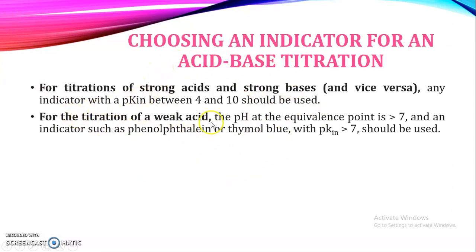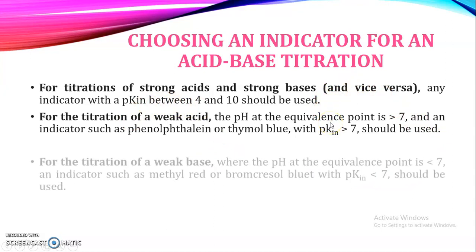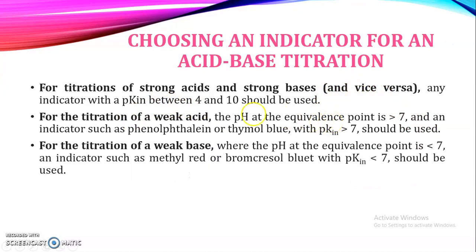For titration of a weak acid, the pH at the equivalence point is usually greater than 7, and indicators such as phenolphthalein or thymol blue with pKin greater than 7 should be used. For titration of a weak base, the pH at the equivalence point is less than 7. So indicators such as methyl red or bromocresol blue with pKin less than 7 should be used.